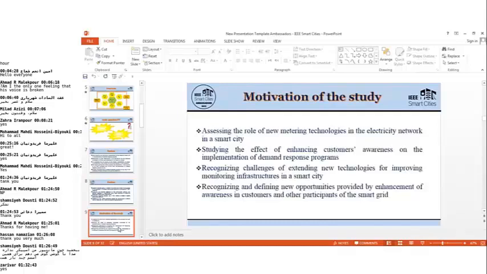Motivation of the study. Assessing the role of new metering technologies in the electricity network in a smart city, studying the effect of enhancing customer awareness on the implementation of demand response programs, recognizing challenges of extending new technologies for improving monitoring infrastructure in a smart city, recognizing and defining new opportunities provided by enhancement of awareness in customers and other participants of the smart grid.